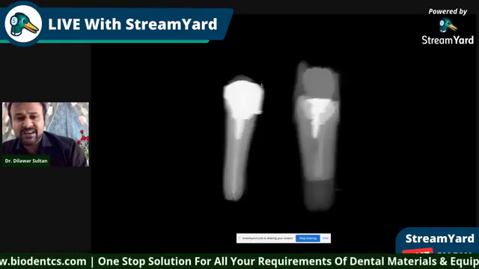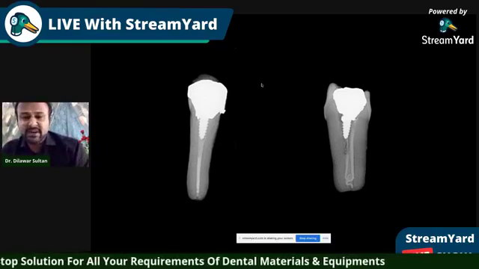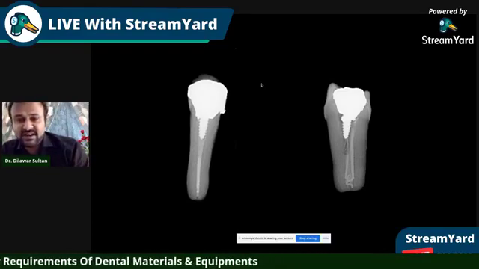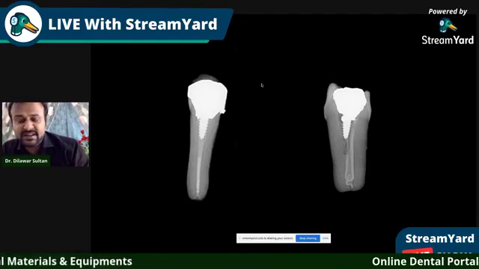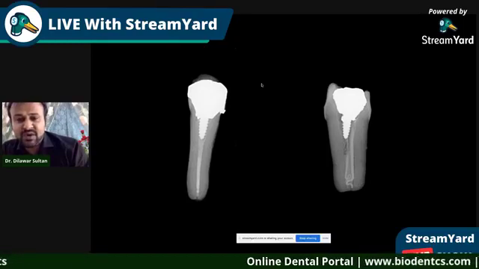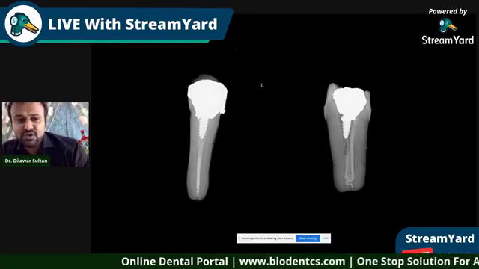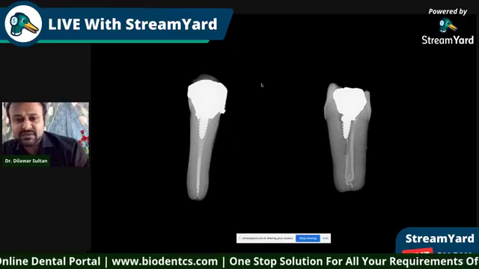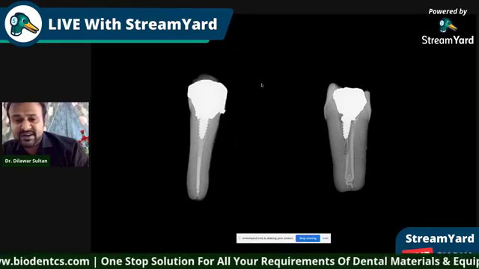But when we take an angulated radiograph, you can see the miracles of a master, what a master did in here. There is no hermetic seal. The gutta-percha is whining and whining inside the canals. There is no proper sealer flow, and this case needs to be retreated.